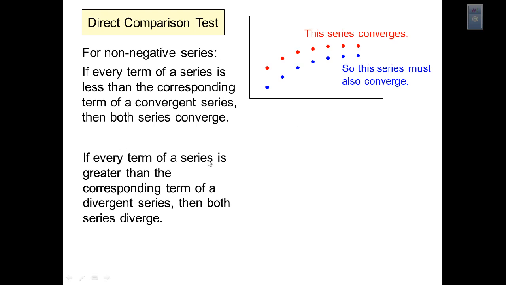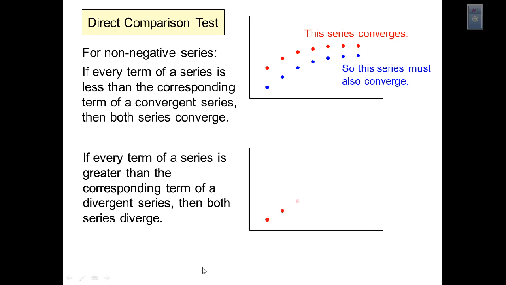Now, if every term of a series is greater than the corresponding term of a divergent series, then both series diverge. So it's the same thing here. It's very similar to what we talked about with the sandwich theorem, except in this case we're only using two, and one is going to determine whether or not the other one is going to converge or diverge. In this case you're sandwiching the blue series between the red and 0. With this option here, you're actually sandwiching the blue between the red and infinity. And you know that the red would diverge.